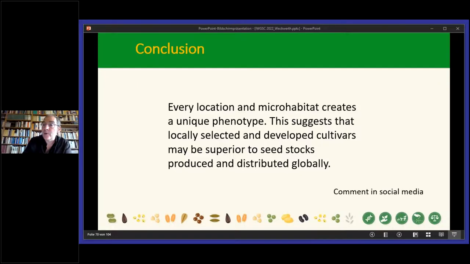Once we published these things, there was a nice comment on social media: every location and microhabitat creates a unique phenotype. This suggests that locally selected and developed cultivars may be superior to seed stocks produced and distributed globally. And this is something we can really exploit in the future with these germplasm collections I showed you, where you also have the landraces from the natural habitats in conjunction with the cultivars.